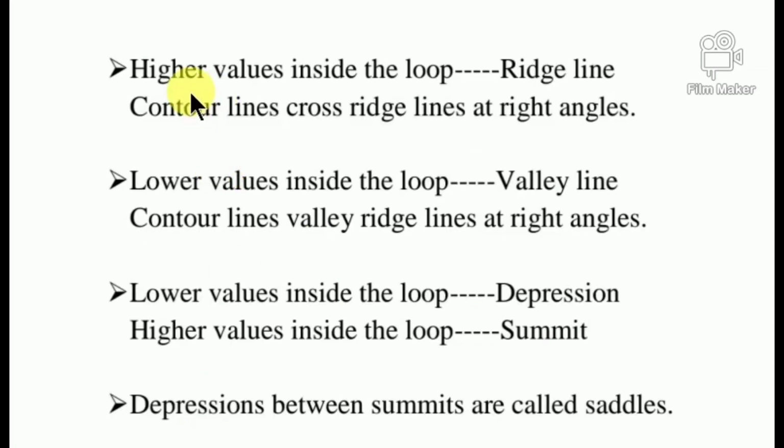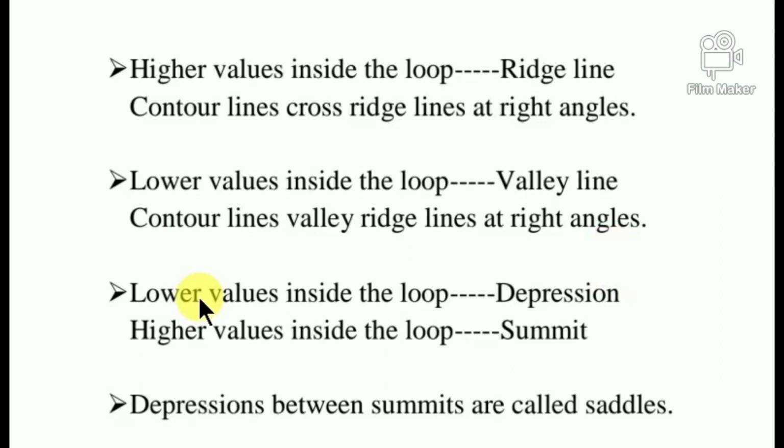Next, because contour lines are in the form of a closed circuit, that is they form a loop, if higher values are inside the loop, it will indicate a ridge line. And if lower values are inside the loop, it will indicate a valley line. Contour lines always cross valley and ridge lines at right angles.